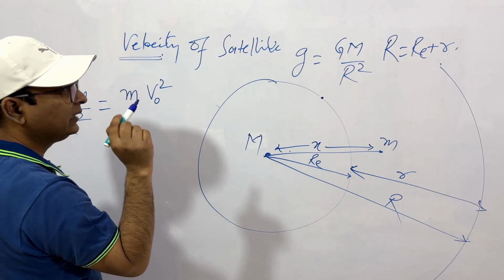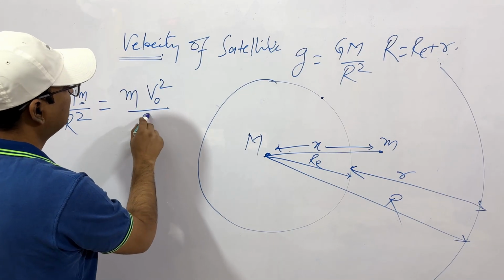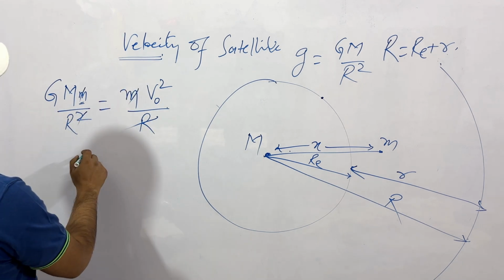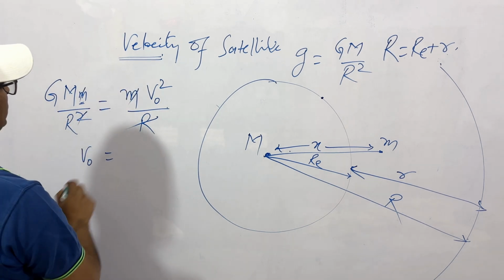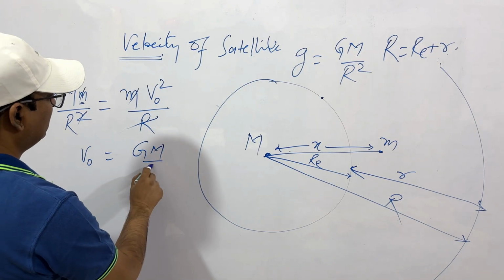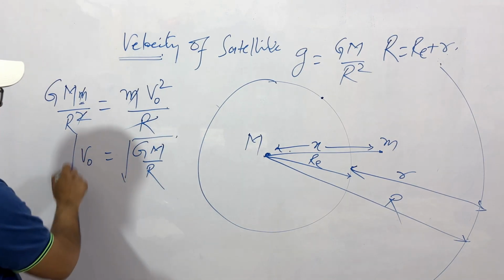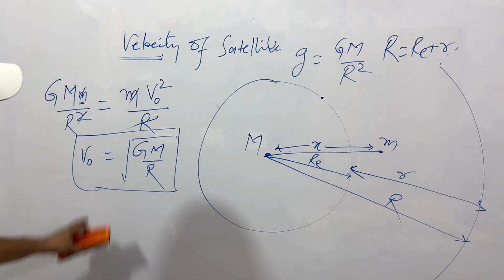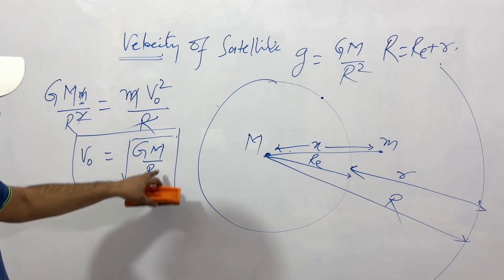Escape velocity VE, this is V0. So this cancels, this cancels, this cancels. So from here what do we get? We get V0 equal to root over GM by R. Okay, so the velocity to be a satellite of Earth is root over GM by R.